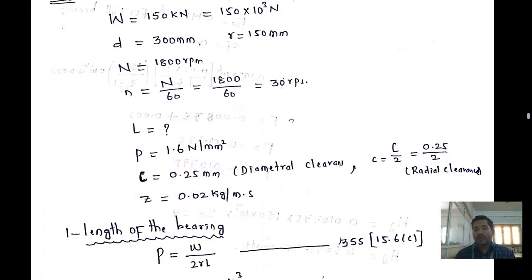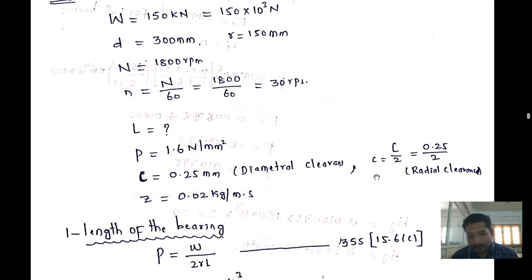So in this case, what we need to find out is the length of the bearing. The bearing pressure is given as 1.6 Newton per mm square, and the clearance is given as 0.25 mm, the diametral clearance. And Z is the dynamic viscosity, given as 0.02 kg per meter second.